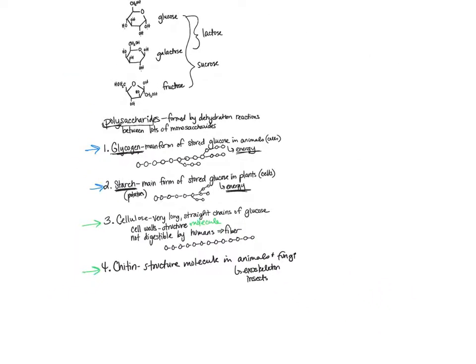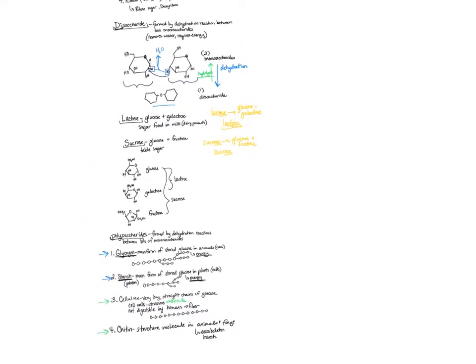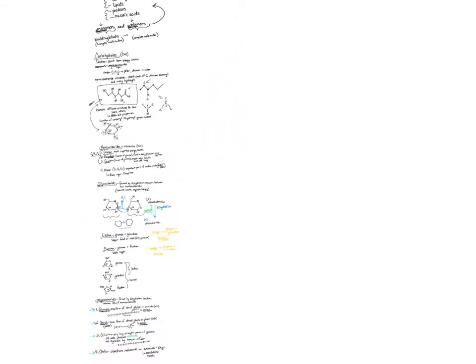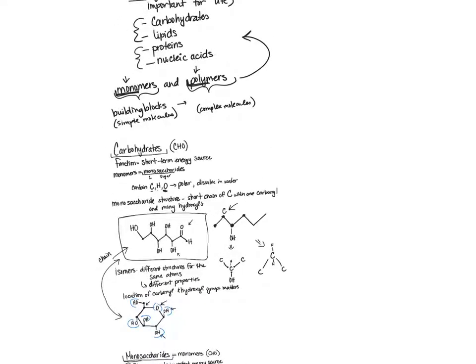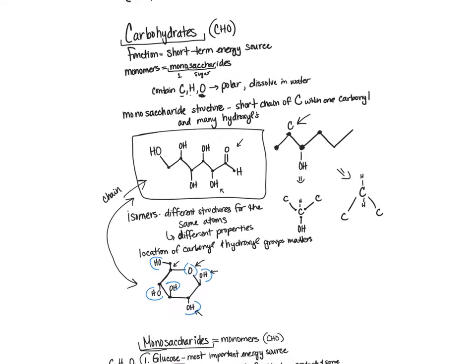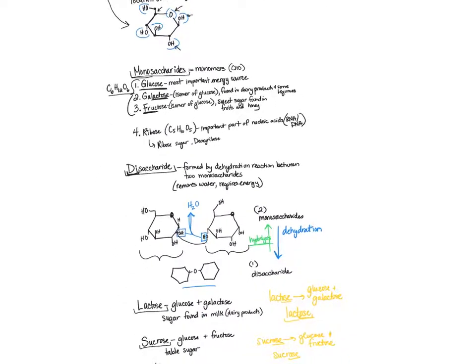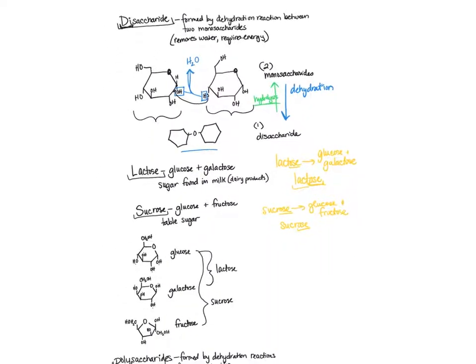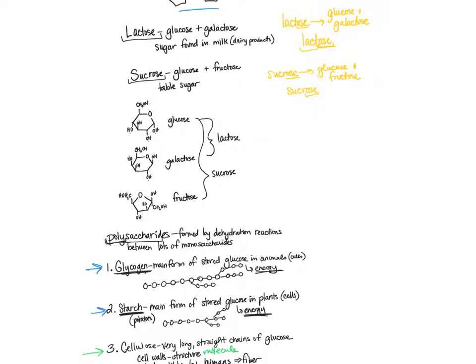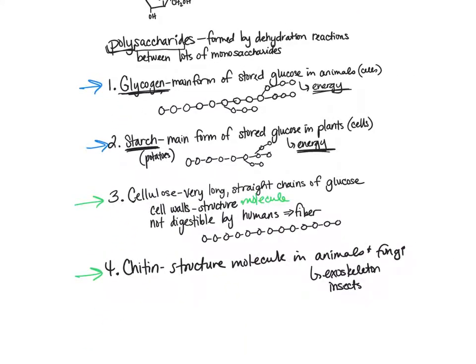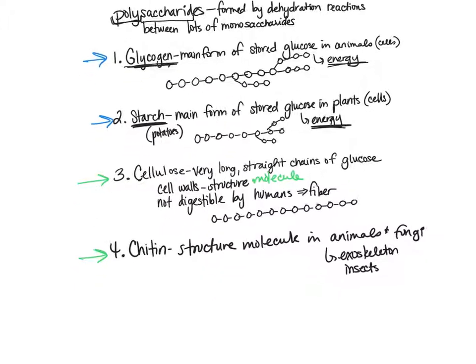So that summarizes what we're going to talk about for the carbohydrates. You should know the different monosaccharides, the building blocks of carbohydrates. You should know their function, that carbohydrates are short-term energy storage. Our monomers are monosaccharides. You should know what the disaccharides are, the enzymes related to the disaccharides that break those down, and then you should know the polysaccharides and the different functions of the polysaccharides.